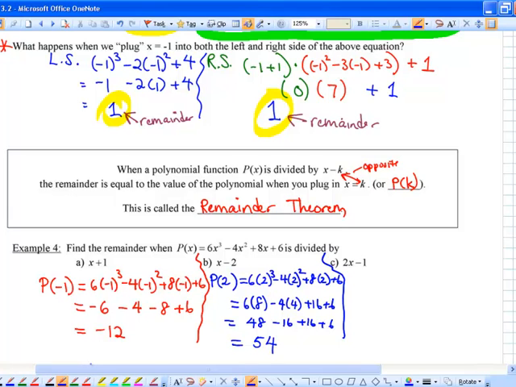Now remember, the polynomial has to be in a particular form. Yes, x minus k. So how can I rewrite this as x minus k? How about just dividing everything by 2? So what do you think I should plug in for this one? Did you say a half? Plug in a half.